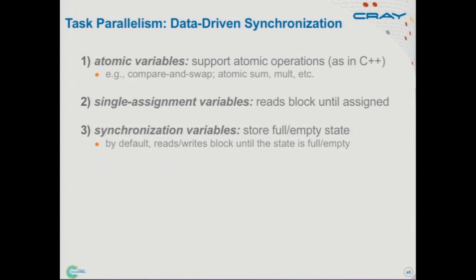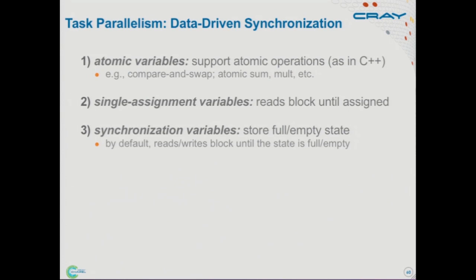The second and third categories are maybe a little more unusual or less known to you. The next one is called single assignment variables. These are variables where if you try to read that variable, you will block until something has assigned it. And in the variable's lifetime, only one thing may ever assign it. This is a way to have a task block until some other task, for example, creates some result value that it's dependent on. As you'd expect from the name, you assign them once.